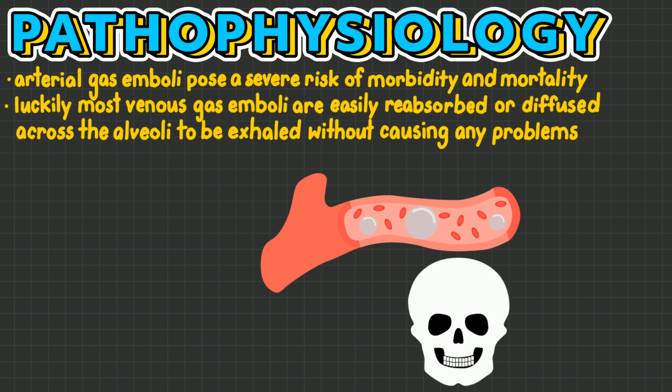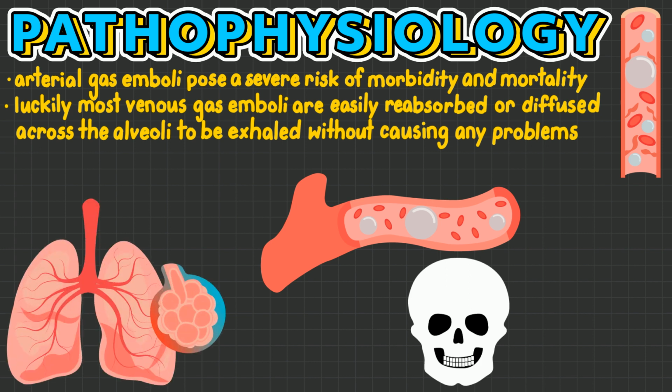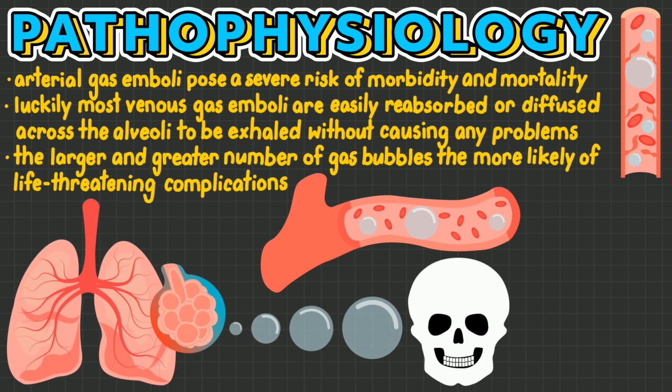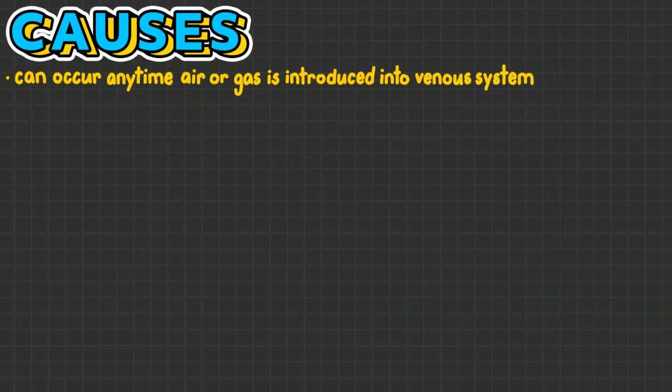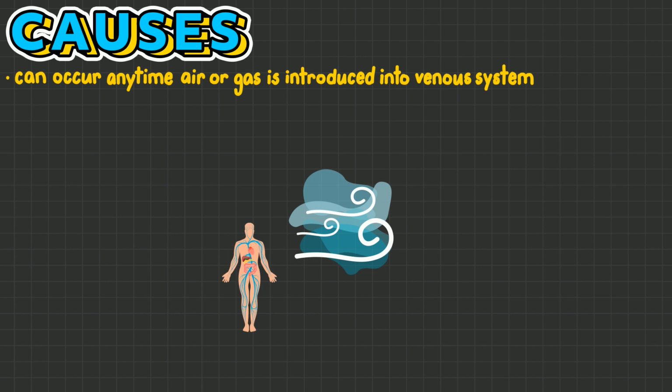Luckily, most venous gas emboli are easily reabsorbed or diffused across the alveoli to be exhaled without causing any problems. However, the larger and greater the number of gas bubbles, the more likely it is that it will result in life-threatening complications. A venous gas embolism can occur anytime air or gas is introduced into the venous system.